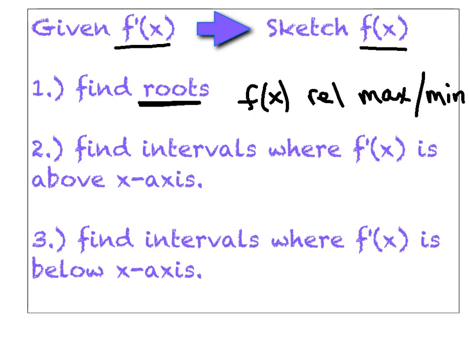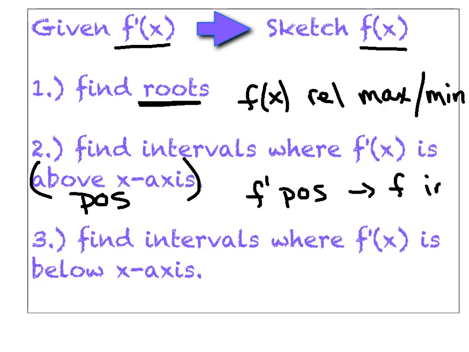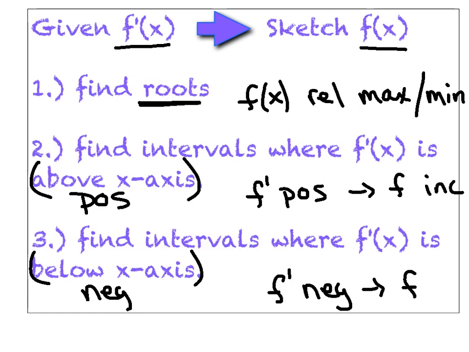Then we're going to find the intervals whenever f prime is above the x-axis. Now, when I say above the x-axis, I'm really saying positive, right? So whenever f prime is positive, then that implies that f itself is going to be increasing. And then last but not least, find out whenever f prime is below the x-axis. And of course, we're trying to really say negative. And whenever f prime happens to be negative, then of course that implies that f itself is now decreasing. So let's go try a couple.